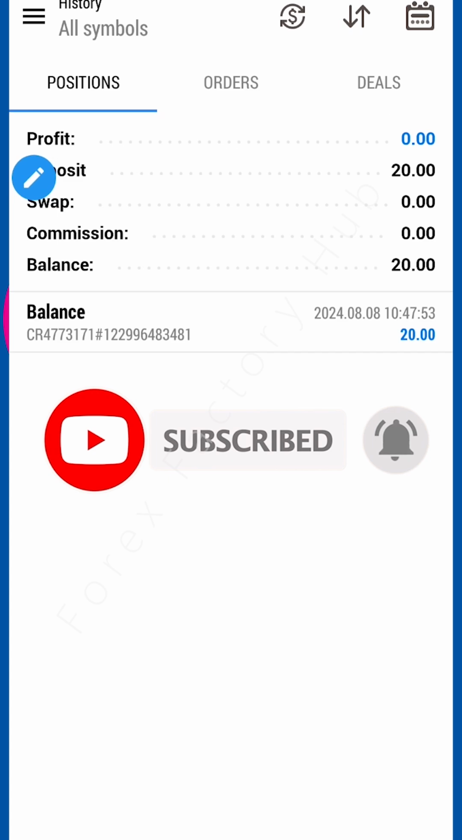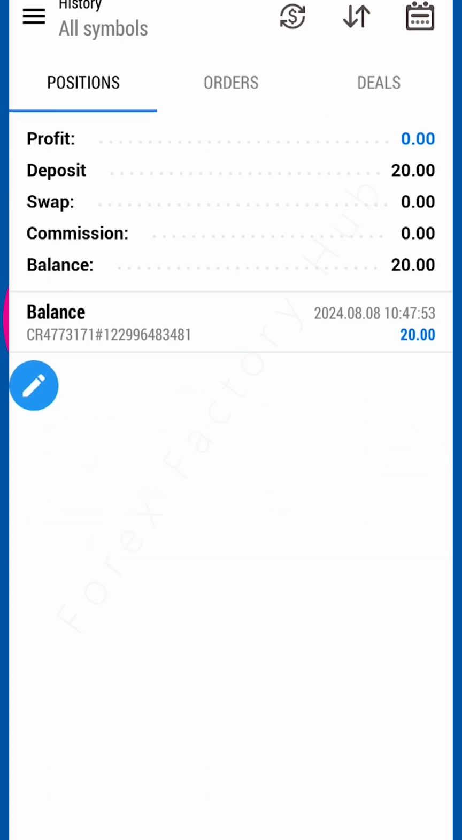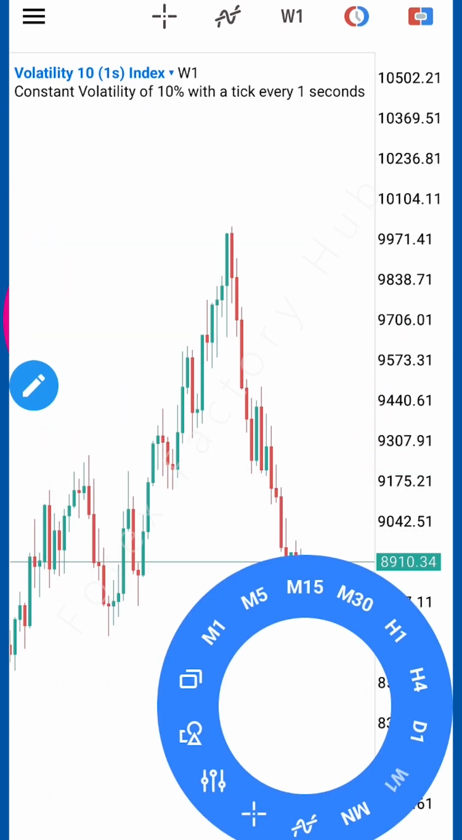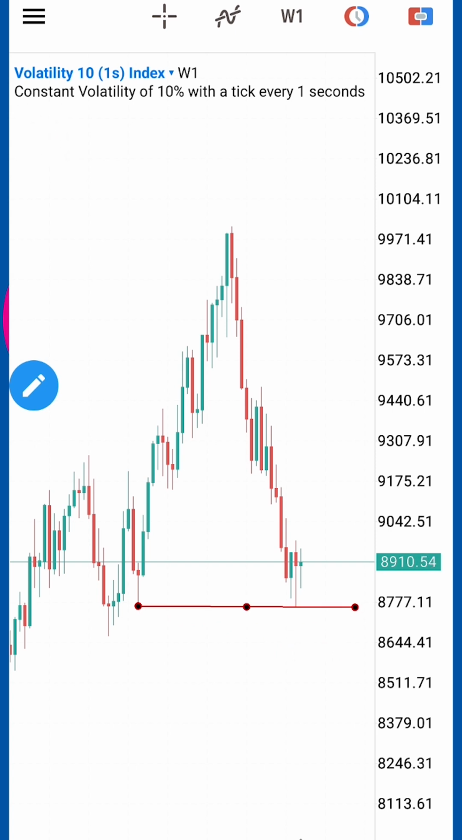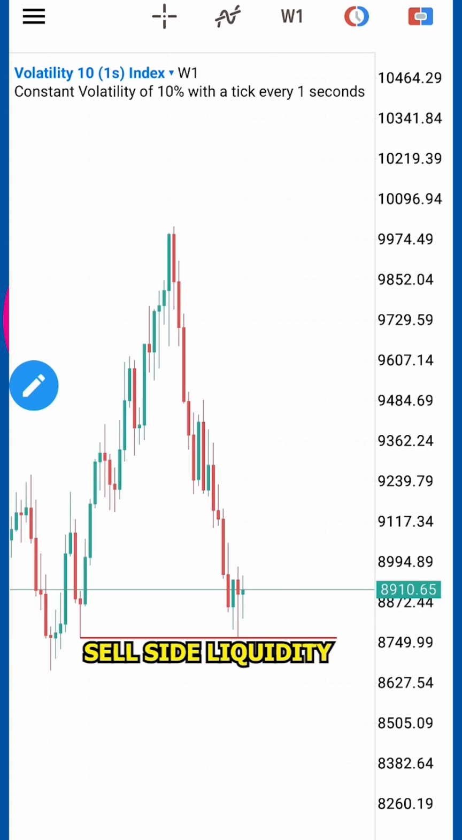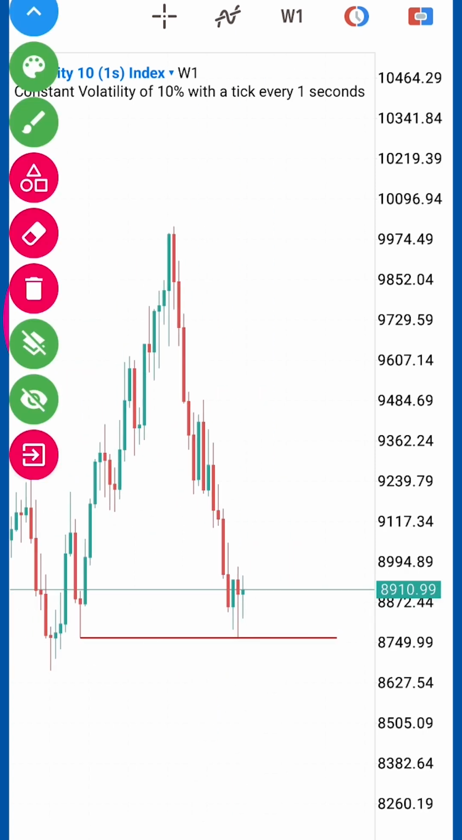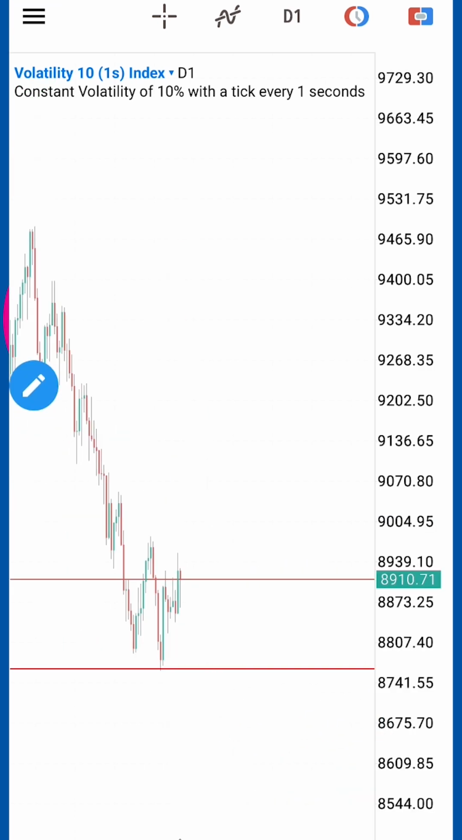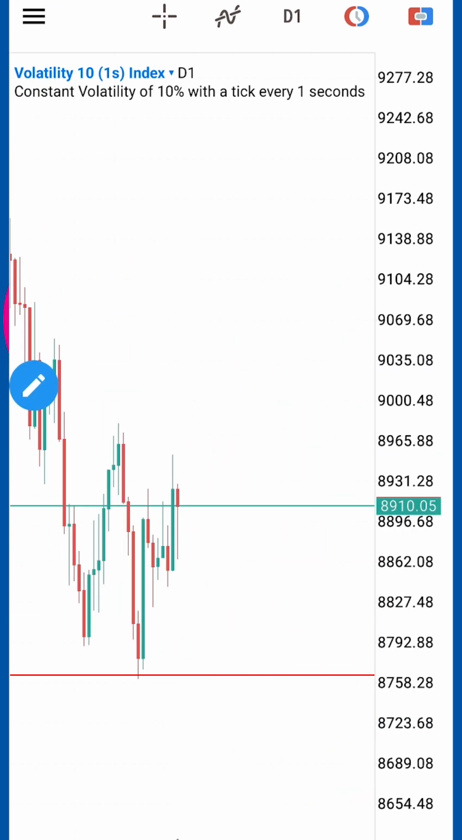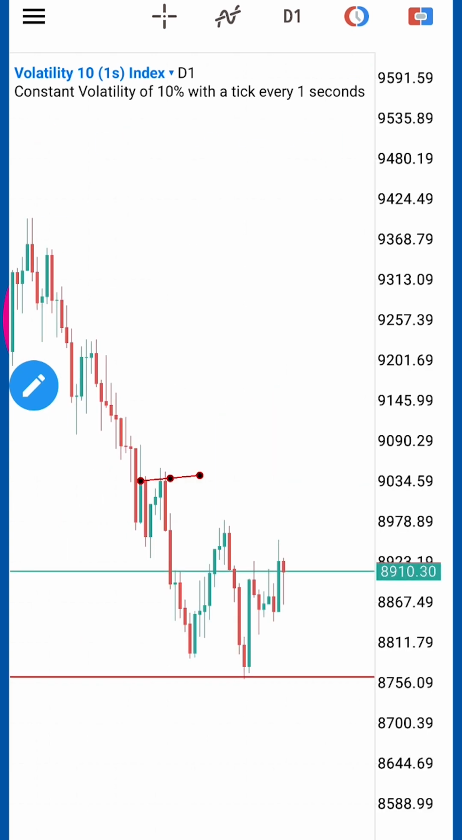Okay, so there's the 20 USD that was deposited, and we start off on the weekly time frame. Now I want you to notice the two equal lows that were created, and of course they contain sell side liquidity, and we know that price has to head towards the sell side liquidity. Now how did price reach these, or how did price go down to form the two equal lows?